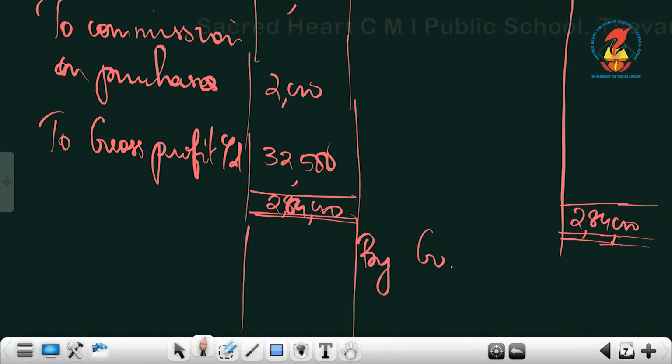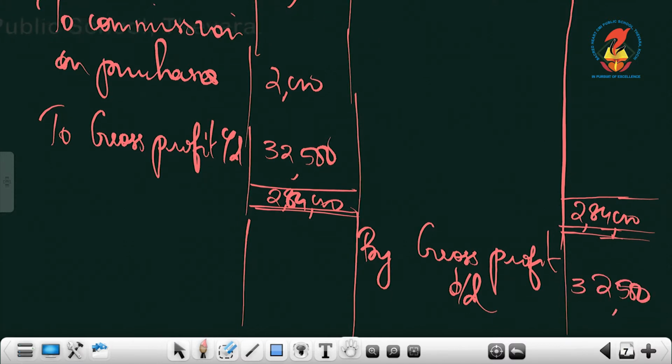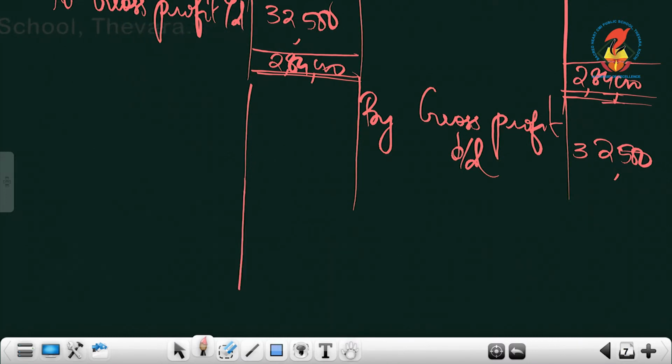With gross profit you can start, so take it to the opposite side. By gross profit brought down 32,500. It's the same figure you are writing. Then all indirect items we will take. Okay, again you start from the first item, opening stock, wages and salary. Okay, trade expenses we will write.